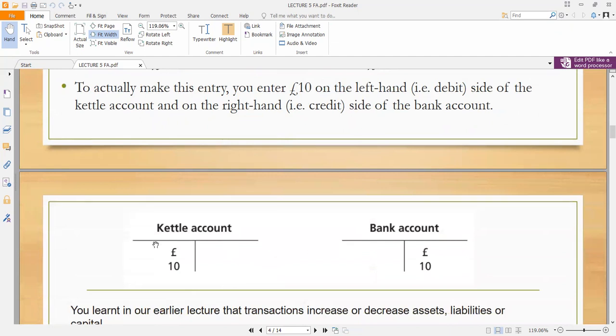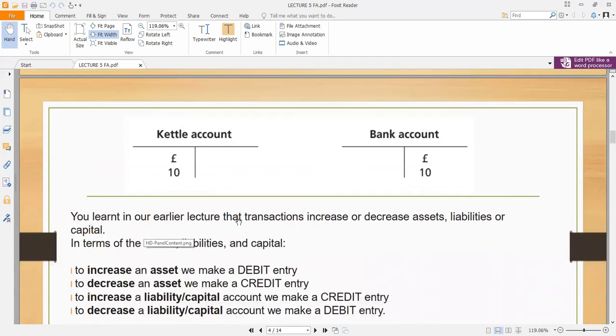Okay, now here it is indicated. So here we've got Keto as the debit, then on the other side, bank account as a credit. Now I'm sure you are able to see the symbol for the amount there, for the pound above there. So that means that you are entering either into the business or removing from the business through the bank. Now you learned in our earlier lecture that transactions increase or decrease assets, right?